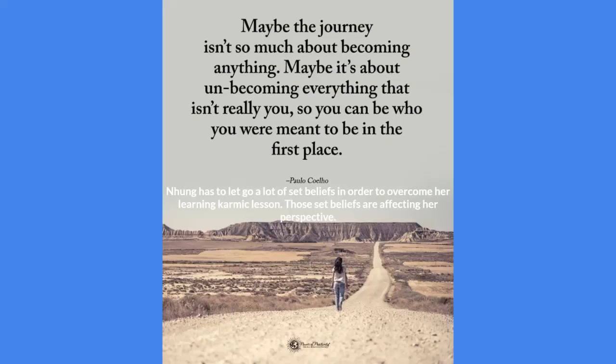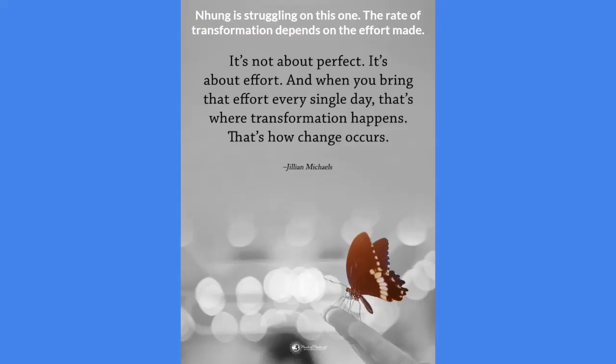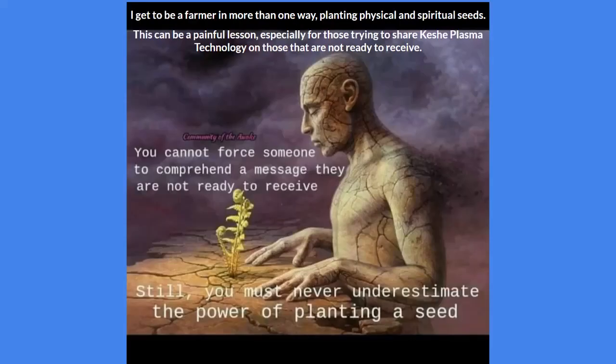Nguyen has to let go of a lot of set beliefs in order to overcome her karmic lesson. Those set beliefs are affecting her perspective. Jung is struggling on this one. The rate of transformation depends on the effort made. So I get to be a farmer in more than one way, planting physical and spiritual seeds.